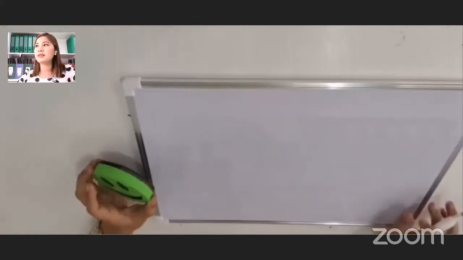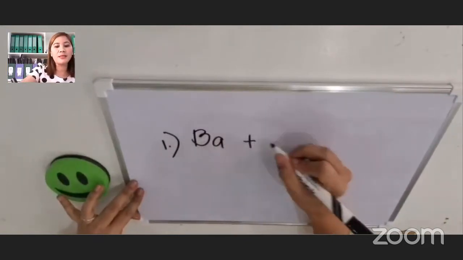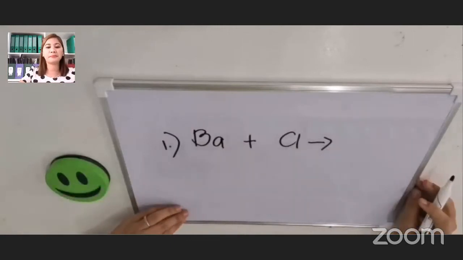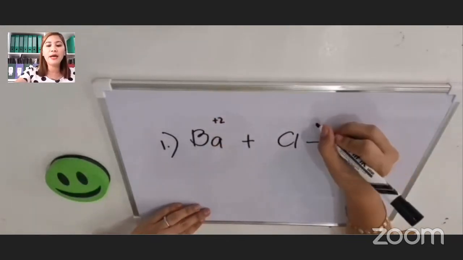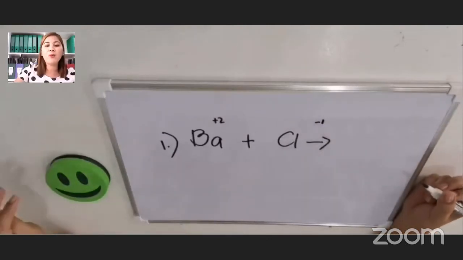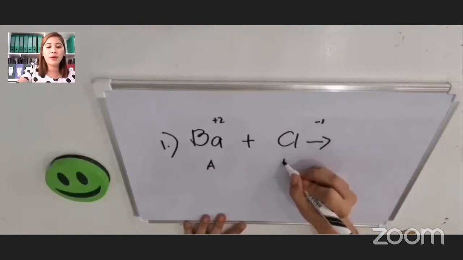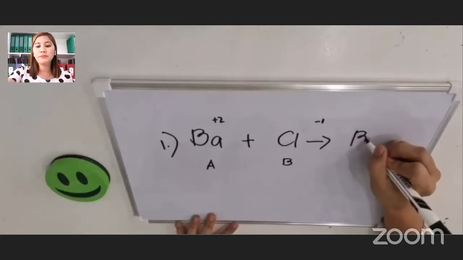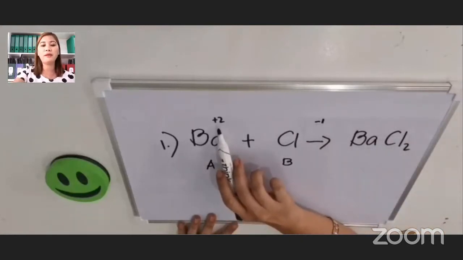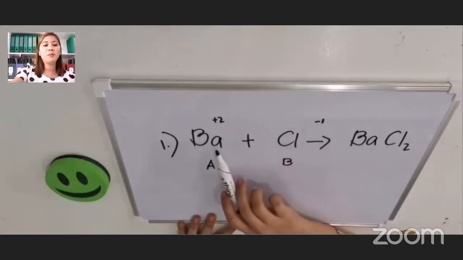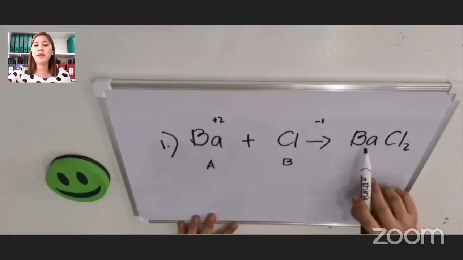So our first example is barium plus chloride. What will be the product? Now remember, barium has a charge of positive 2 and chloride has a charge of negative 1. So what will be the product? So barium is our A and chloride is our B. The product will be BaCl2 because we are going to use the crisscross method. Barium will take the charge of chloride, and chloride will take the charge of barium. So that makes it BaCl2.